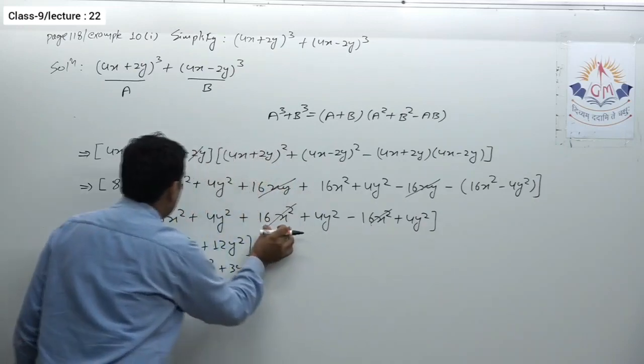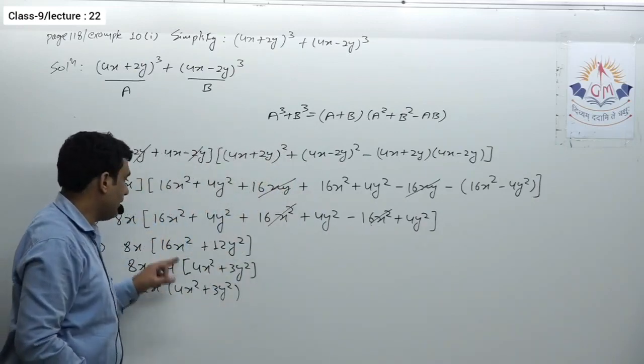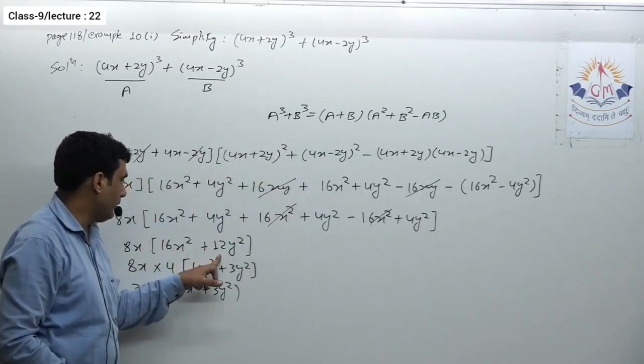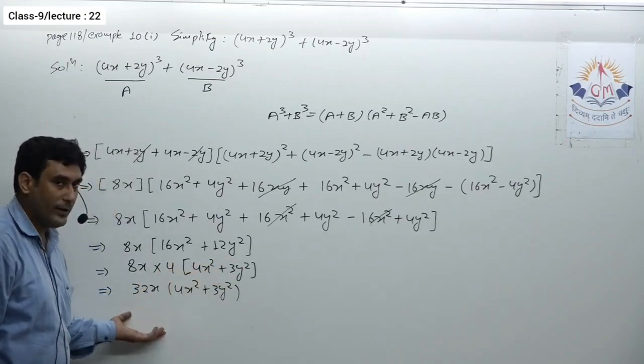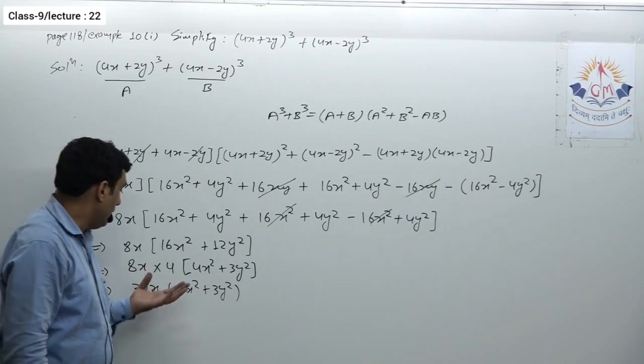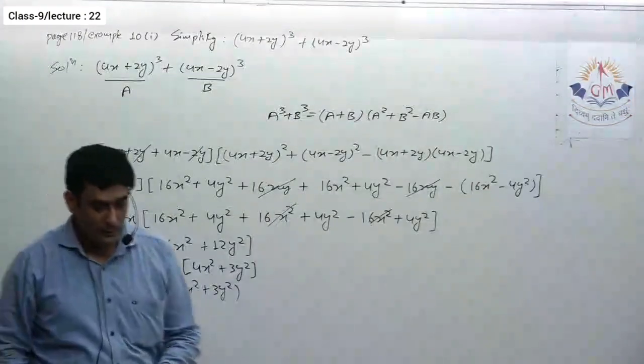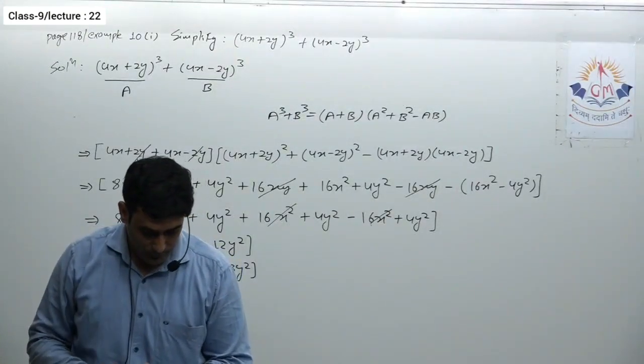Now this again cancels, remaining 16x square and 12y square. From these two again I took 4 common. So here I got my final answer, that is 32x into (4x square plus 3y square).